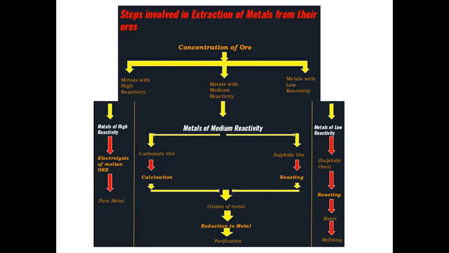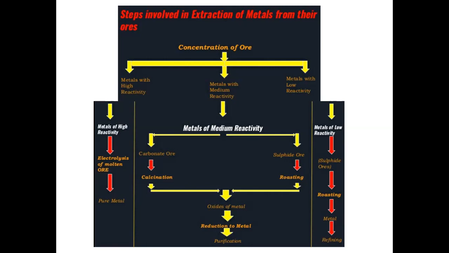I'll take all these steps one by one. I'm just explaining this chart, how we can get a metal of low reactivity in its pure form, how we get high reactivity metals in pure form, and the metals which are of medium reactivity. We know, students, the metals which are in medium reactivity are iron, zinc, lead. These can be converted into their oxides by two methods, maybe by roasting or by calcination.